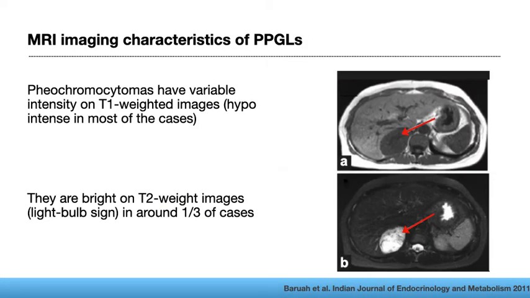Pheochromocytomas have variable intensity on T1 weighted images. They are hypointense in comparison to the liver in most cases. As seen in panel A, there is a mass in the right adrenal gland, which has a lower signal intensity than that of the liver, indicated by the red arrow. They sometimes show a bright signal in T2 weighted images, known as a light bulb sign, in around 1/3 of cases, as seen in panel B.